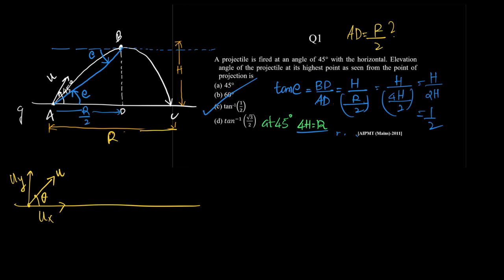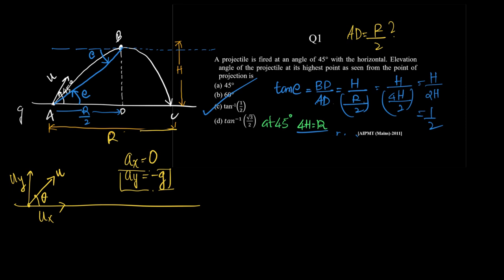So throughout the motion, there will be horizontal acceleration and vertical acceleration as well. Now, what is horizontal acceleration here? Horizontal acceleration is 0 and vertical acceleration throughout the motion will be minus g. So there is only one component of acceleration acting, which is the vertical acceleration.